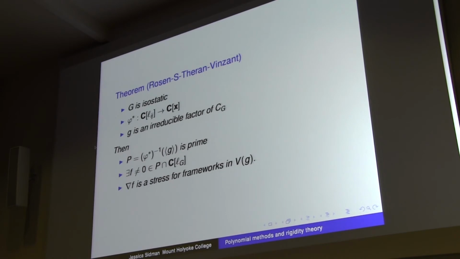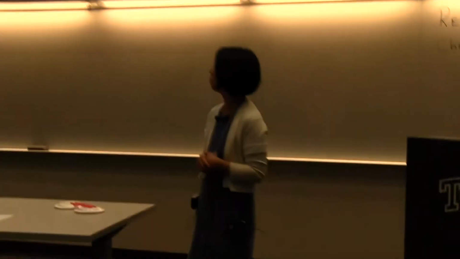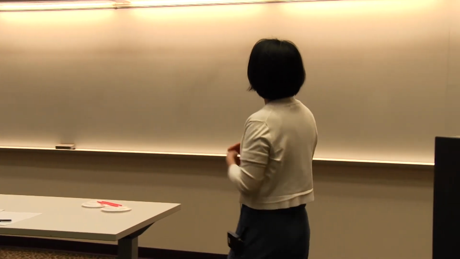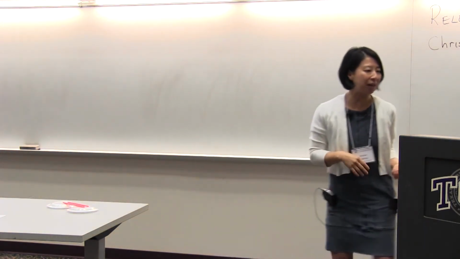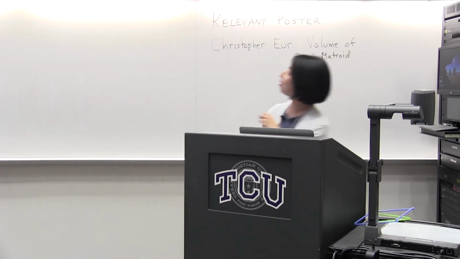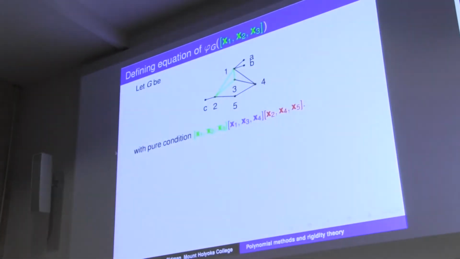And then, thinking algebraically, what I want to do now is intersect that prime ideal P with the subring generated by the variables corresponding to edges that appear in my graph. So this is some elimination. This is going to be non-zero because I'm on an irreducible factor. And a polynomial in there is going to be a stress for the frameworks that are in the variety defined by that irreducible component. Okay, so this is a way of finding stresses. And so we can actually do this in some small examples. So for this example, suppose I wanted to do this for my triangle, that green triangle.